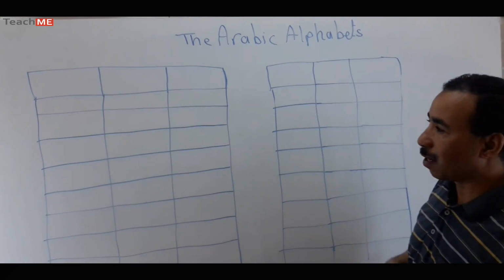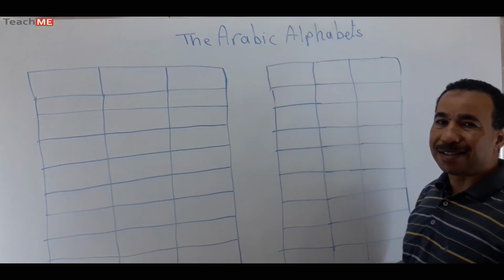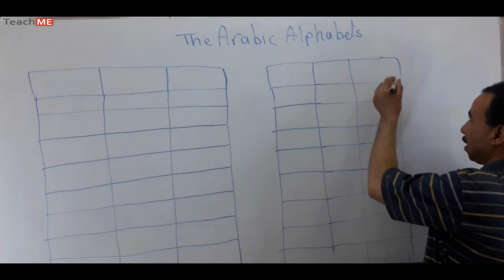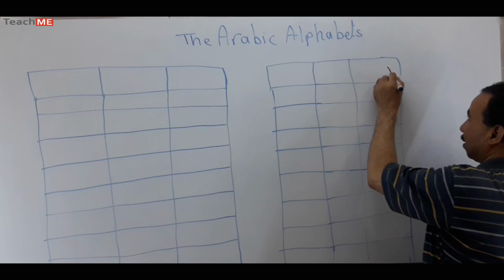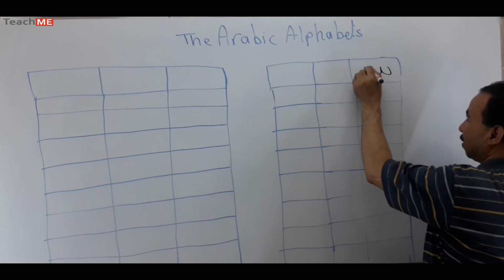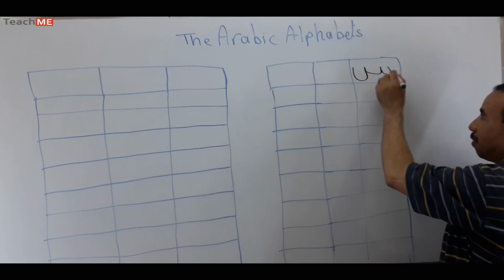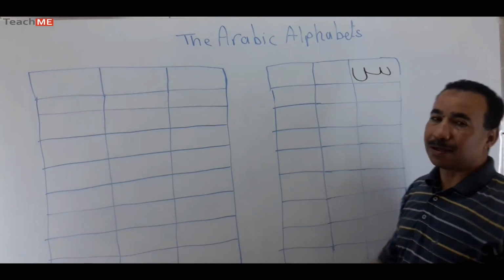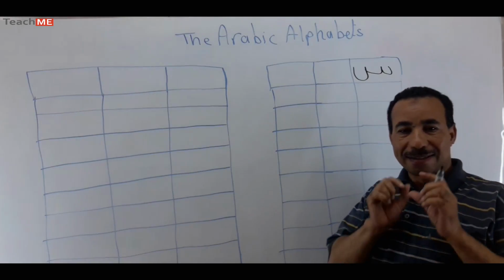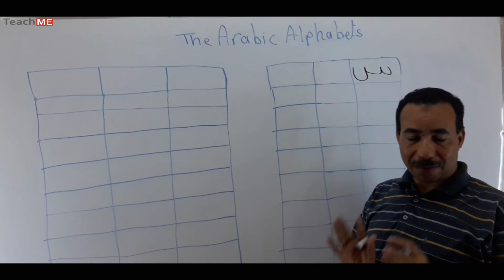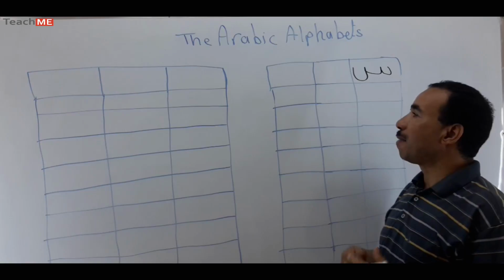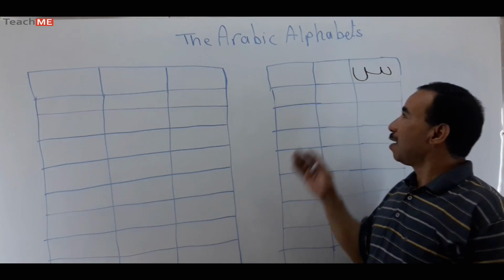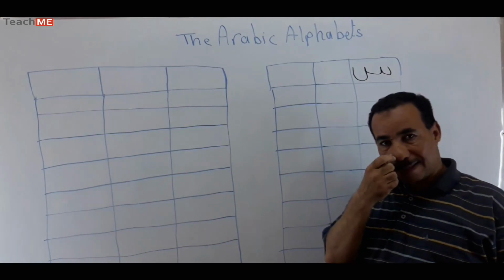After that we have today the letter Sin. If we look at how to write Sin, it has 3 lines. This is the name of the letter, Sin. But the sound is different. If you remember, we say each letter has 3 sounds.